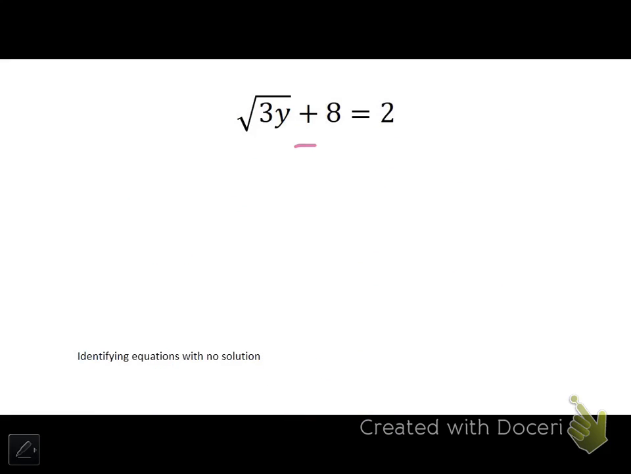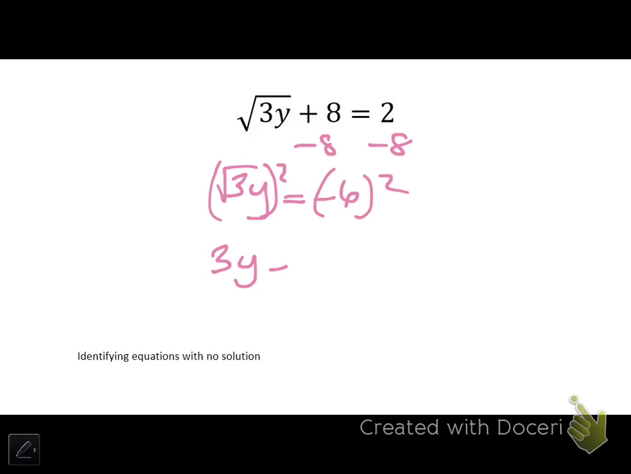Okay, let's try this one. We're going to subtract 8. 2 minus 8 is negative 6. Got to square it to get rid of that square root. So we're going to have 3y equals negative 6 times negative 6, which is 36. Divide by 3. So y equals 12.